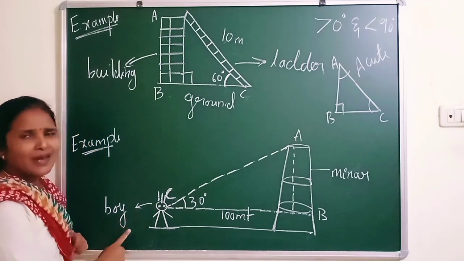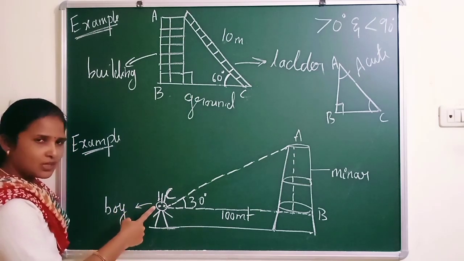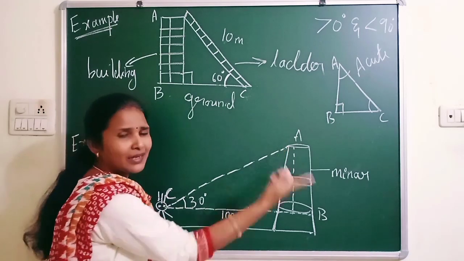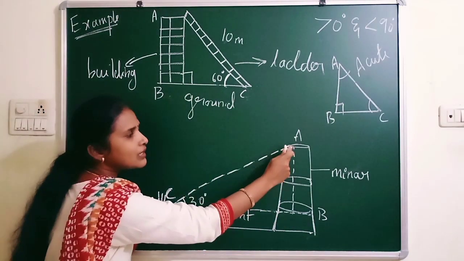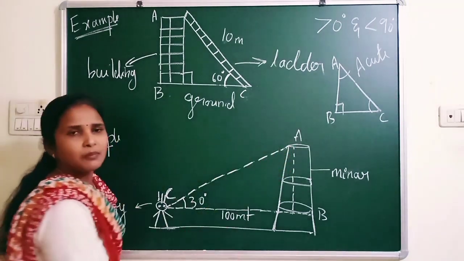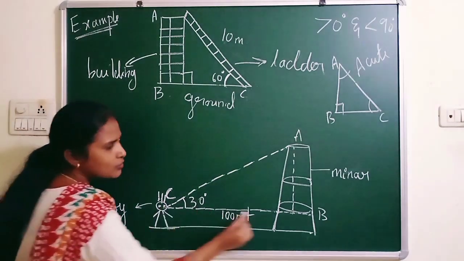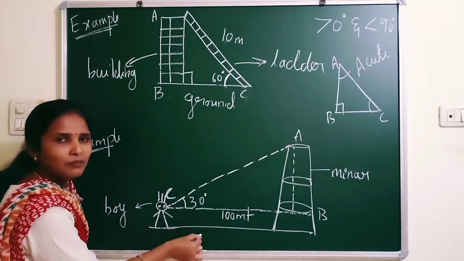So let me take another situation. Say a boy is standing on the ground. Think this is the ground level. A boy is standing on the ground and he is watching a minar, the top of the minar. Think of any minar, Qutub Minar, anything. From here he is targeting the top of the minar. You can see the line from his eyes to the base of the minar, which I have taken as parallel to the ground.